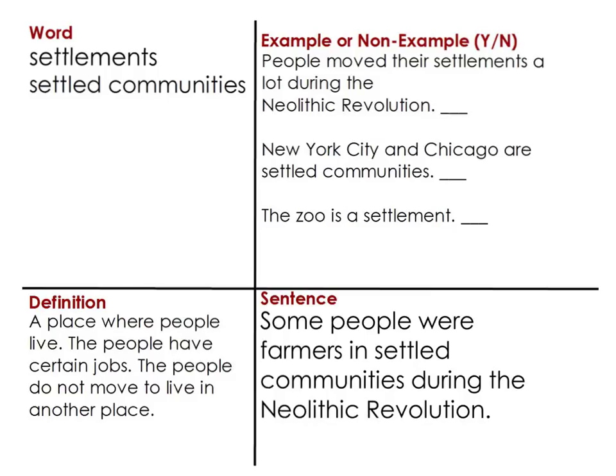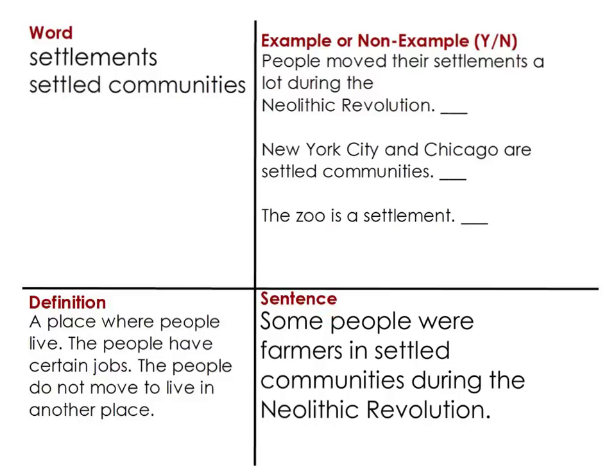Our next word is settlements. Settlements. I say the word and then you say the word. Let's read the definition. A place where people live. The people have certain jobs. The people do not move to live in another place.